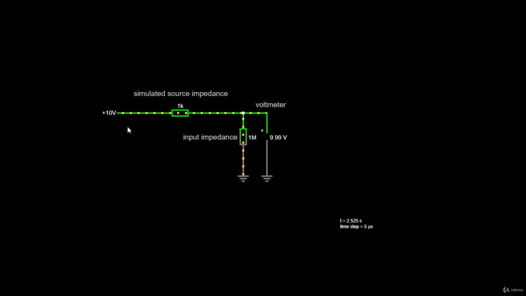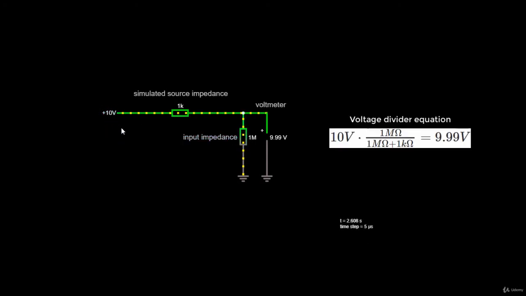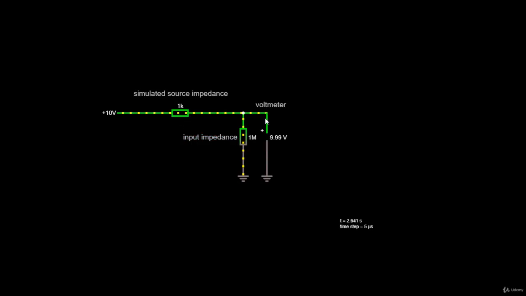Let's say we have a 10 volt signal with 1 kilo ohm impedance. We connect this to a 1 mega ohm input. The input voltage will be then 10 volts times 1 mega ohm over 1 mega ohm plus 1 kilo ohm, which will give us 9.99 volts. I hope you know this equation by now. This is nothing else but the voltage divider equation.